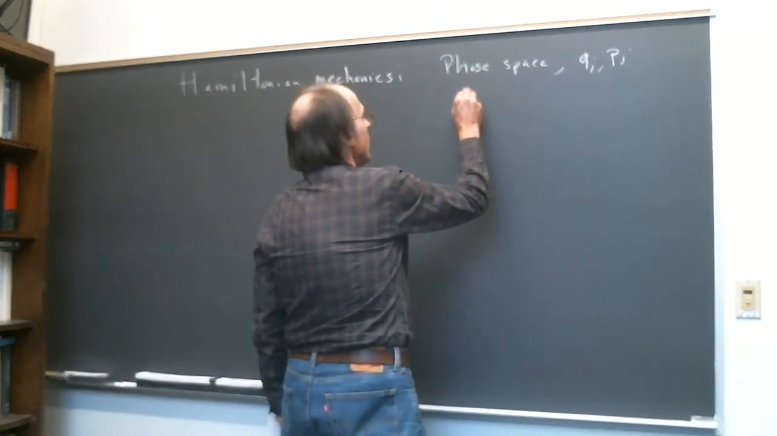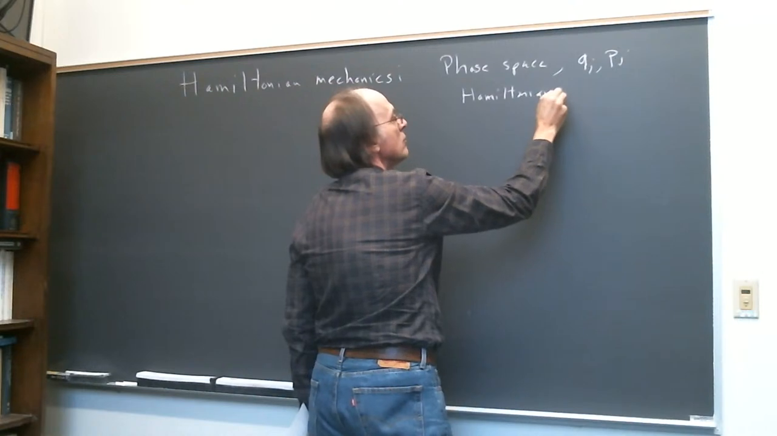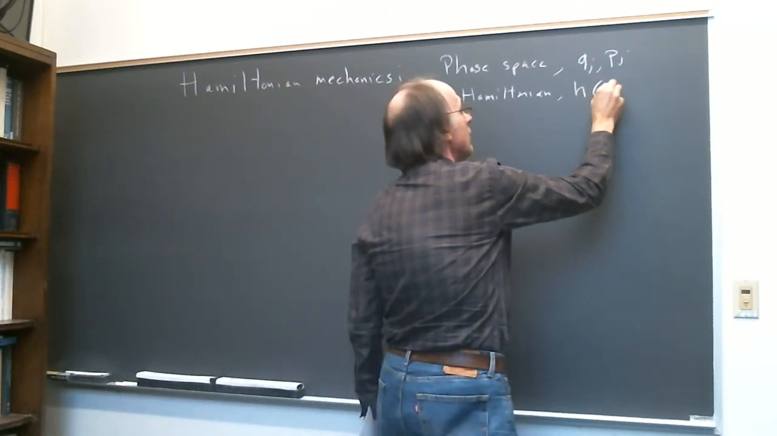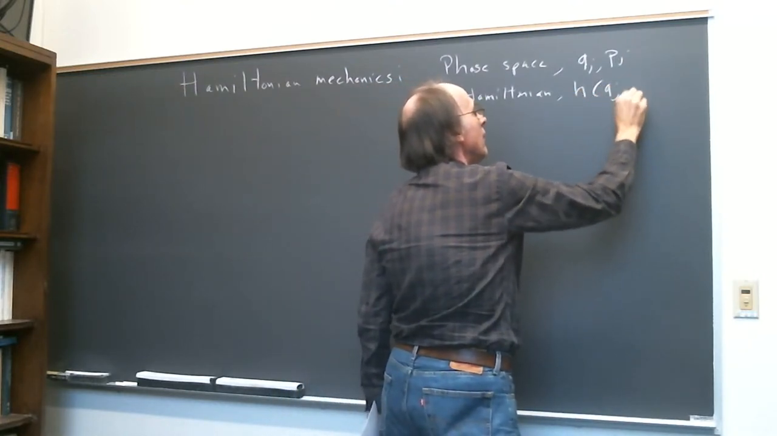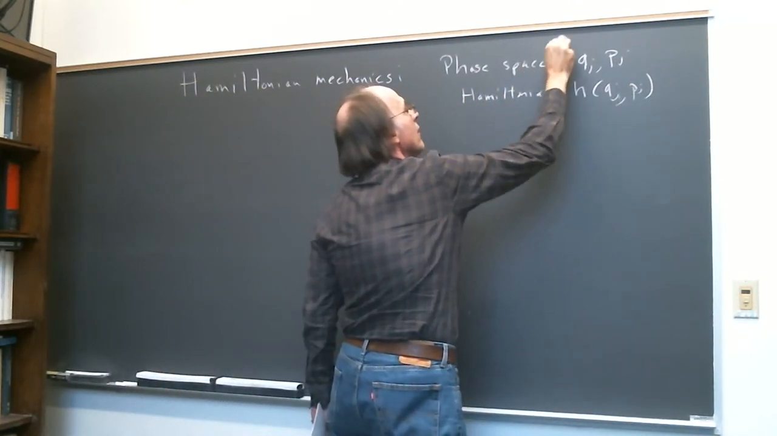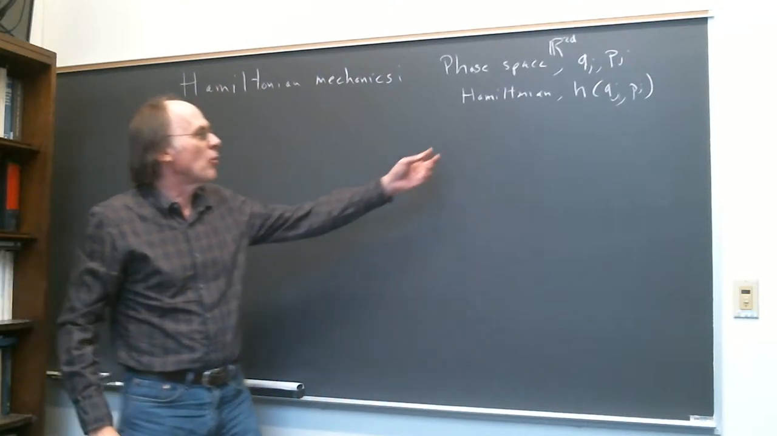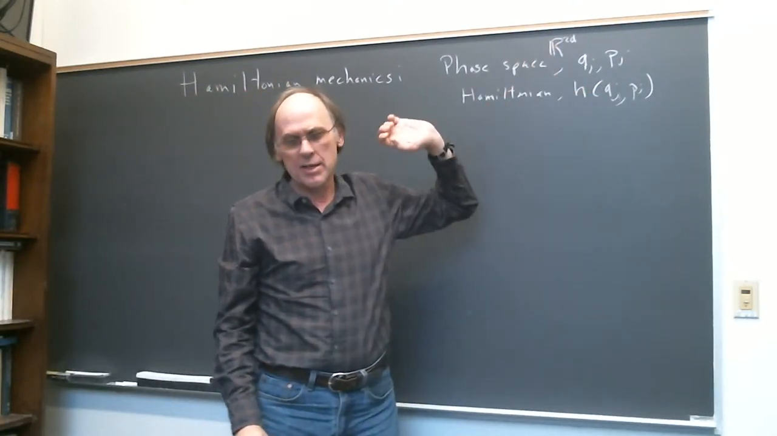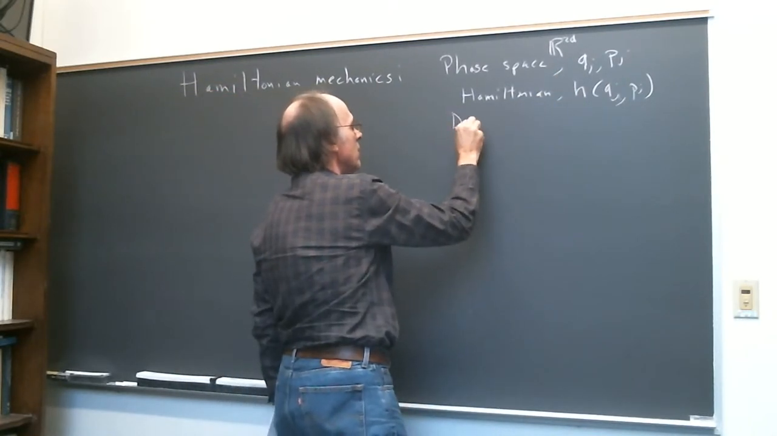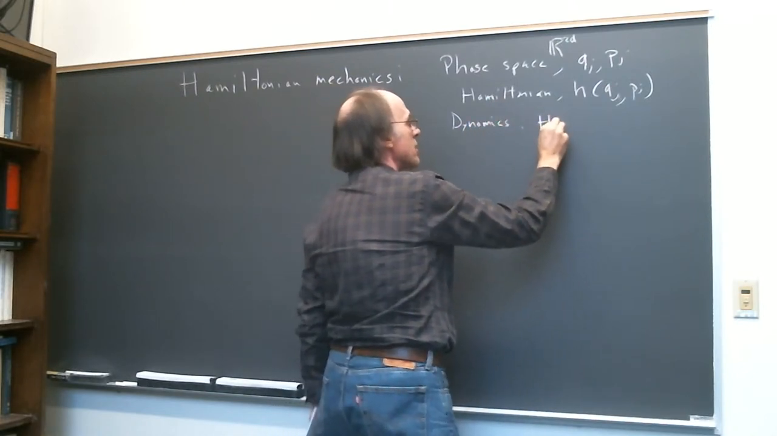And then you have a Hamiltonian function H, which is just some function of the q_j and p_j. So this is R^2d, an even dimensional phase space. And the various ways of thinking about what you're doing here is you can think of the phase space as really the, the dynamics is given by Hamilton's equations.